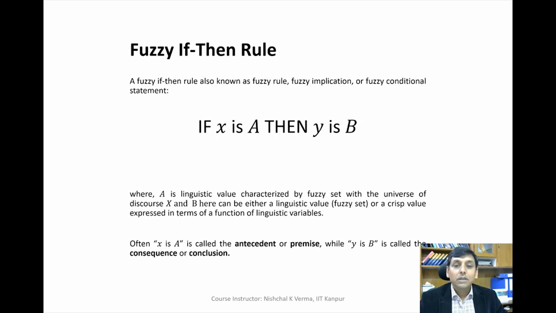So, in this lecture, we are going to first take up the fuzzy if-then rule. Before going ahead, let me tell you that the fuzzy if-then rule is an essential component of a fuzzy system. Without fuzzy if-then rules, there is no fuzzy system. This means that in any fuzzy system, we must have a set of fuzzy if-then rules.